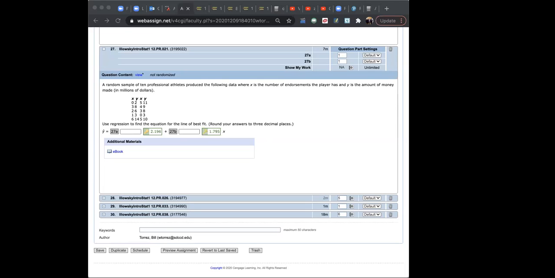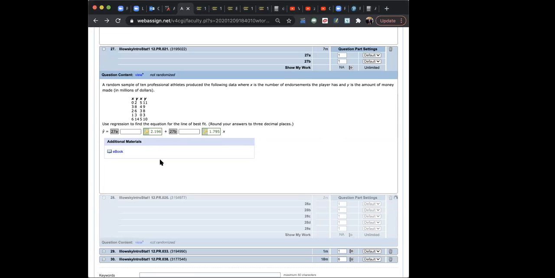And let's see, round your answers to 3 decimal places. So y here would be 2.1956. Okay, the y-intercept would be 2.196 if you round to 3 places, and the slope of the line would be 1.795. Okay, and those are the correct answers. All right. Okay, and number 28.